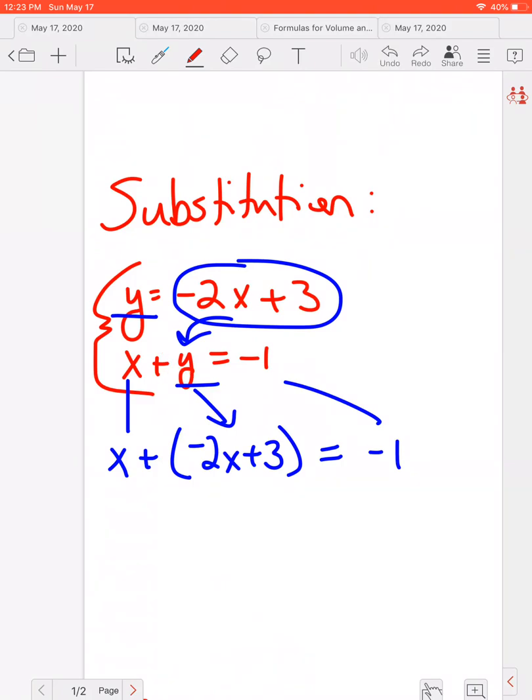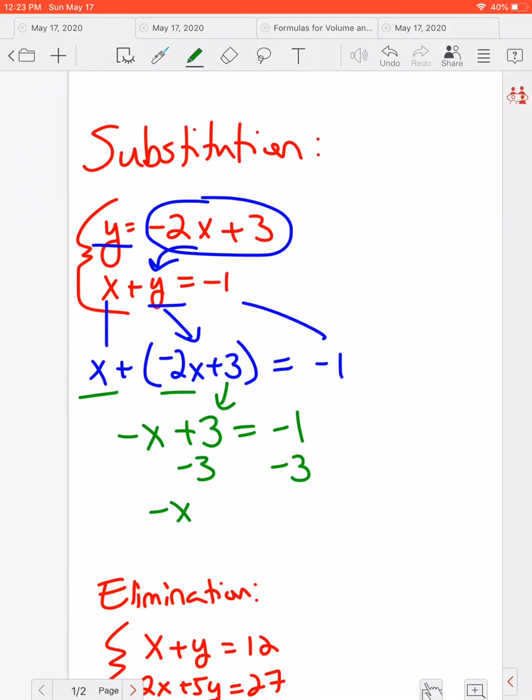There's nothing outside the parentheses, so I can just combine like terms. Negative 2x plus x is negative x, plus 3 comes down, equals negative 1. We're going to solve for x by subtracting 3. We're going to have negative x equals negative 4. So we're going to divide by negative 1. So therefore x equals 4.